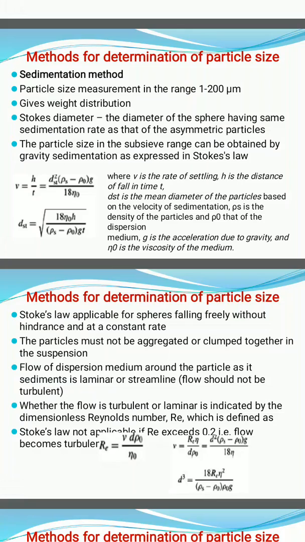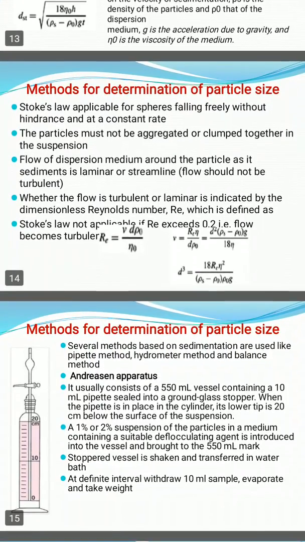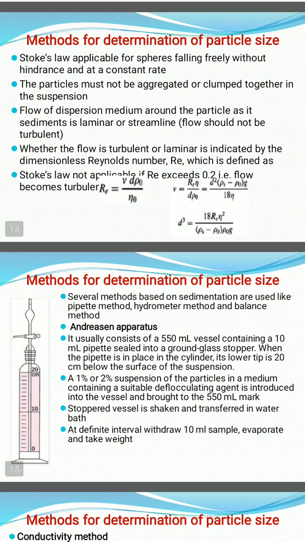As we know, the various terms present in the equation are: eta indicates the viscosity of the dispersion medium, h indicates the height, g indicates the acceleration due to gravity, t indicates the time, and rho s and rho 0 indicate the density of the particles and the density of the dispersion medium respectively. So these are the various terms present in the equation. Everyone is aware of those terms.